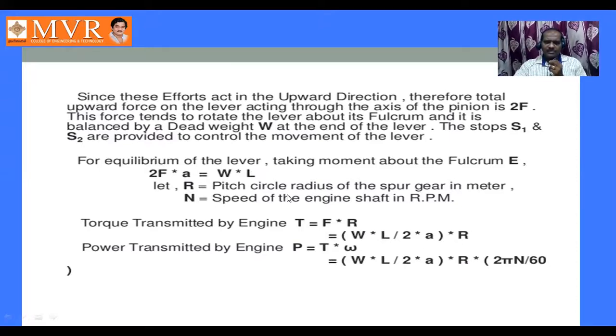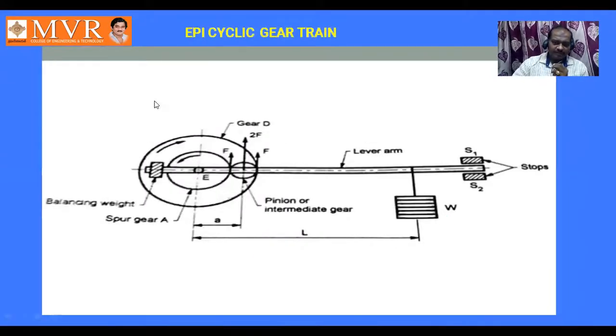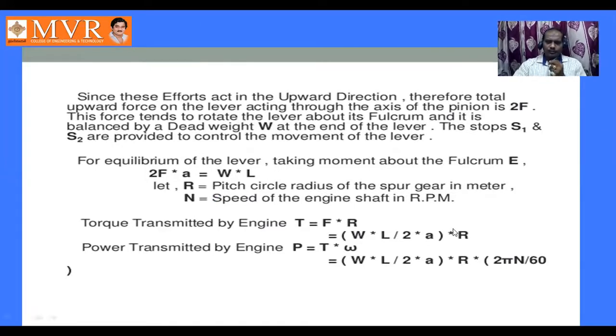What is the pitch circle radius of the spur gear? In meters, this is the spur gear, and we can have its pitch circle radius. If that is known, we can calculate the R value. So power transmitted by the engine is P is equal to torque into omega. T is equal to F into R. That is, P is equal to W into L by 2A into R into 2 pi N by 60.